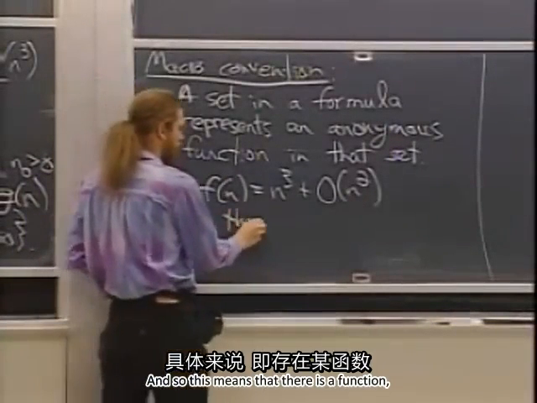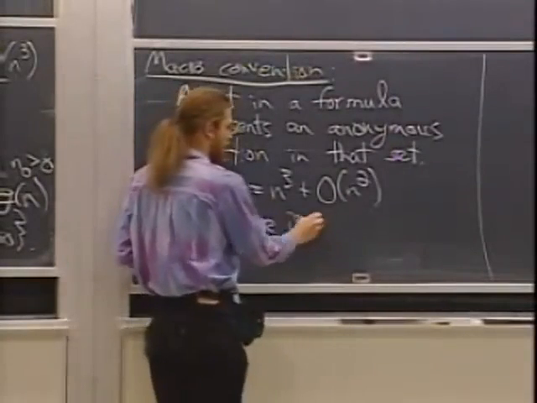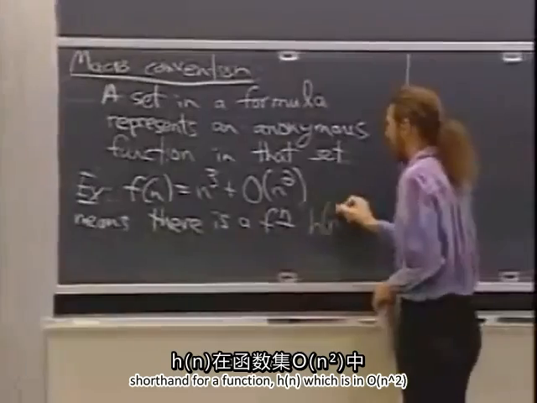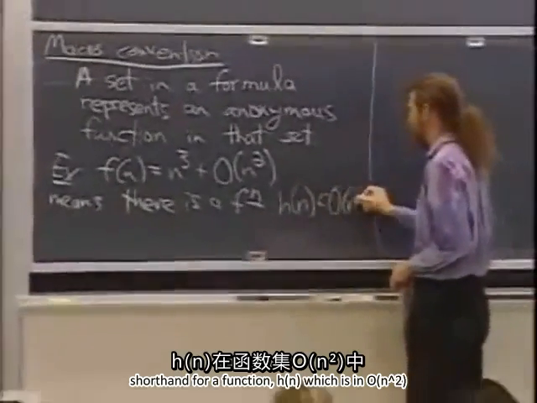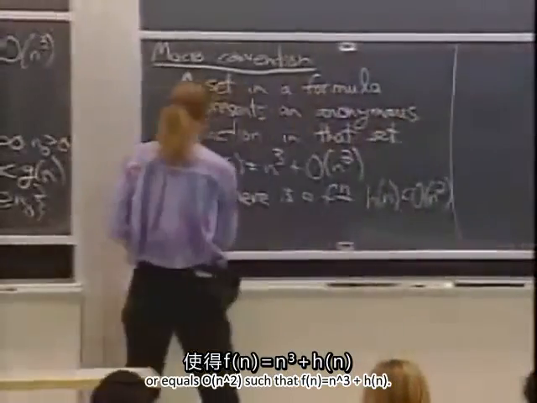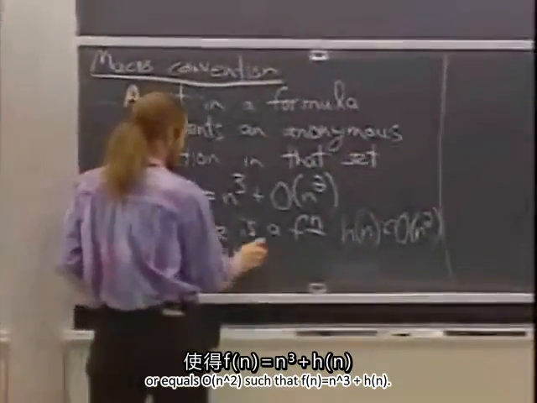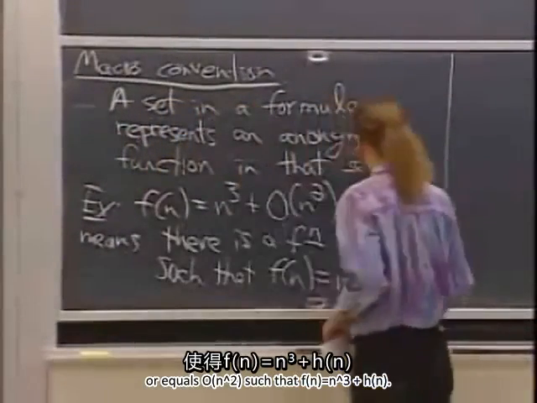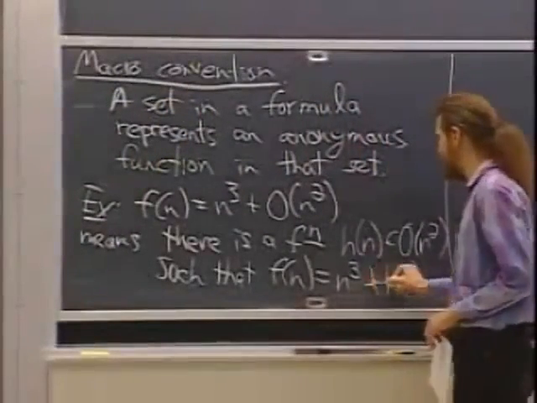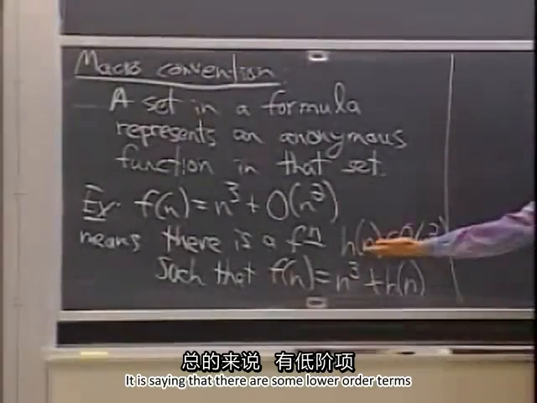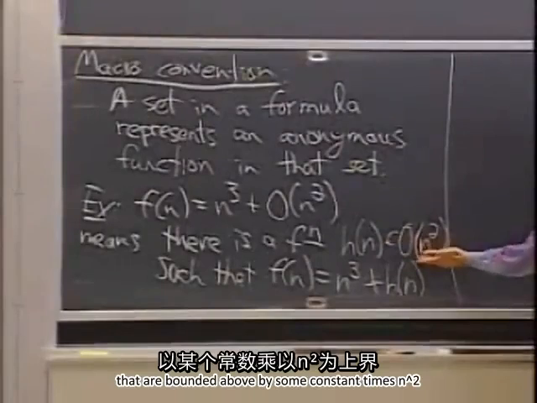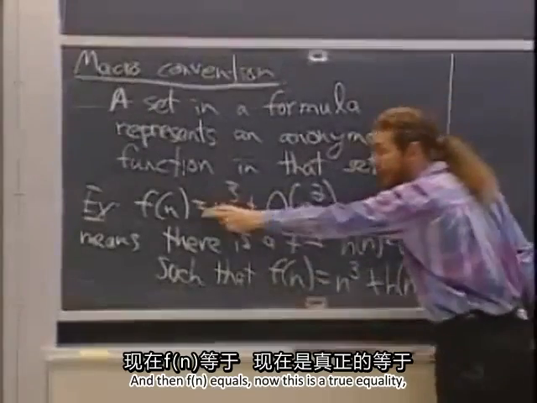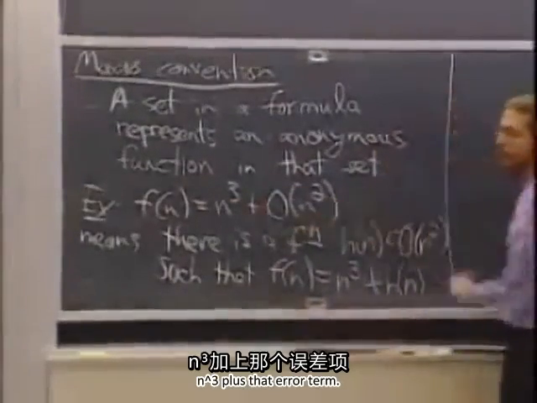that there's a function, shorthand for a function h of n, which is in big O of n squared, or equals big O of n squared, such that f of n equals n cubed plus h of n. So it's saying there's some lower order terms that are bounded above by some constant times n squared for sufficiently large n, and that's what's here. And then f of n equals, now this is a true equality, n cubed plus that error term.